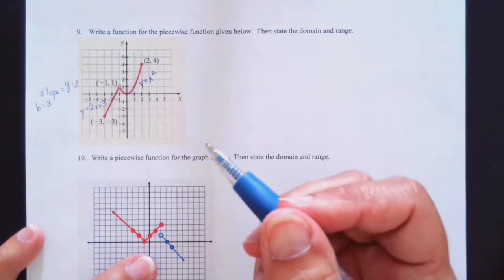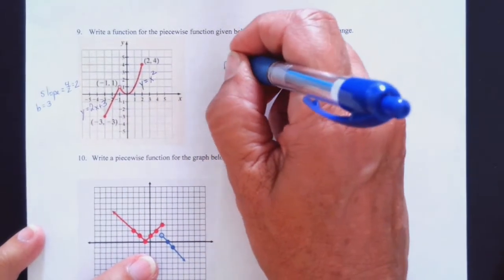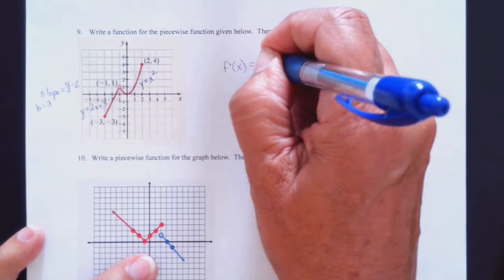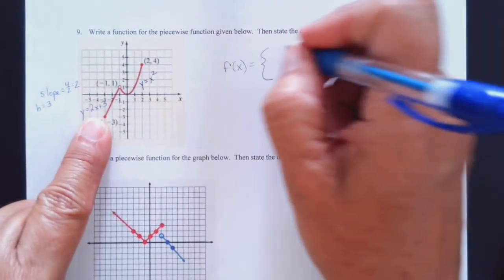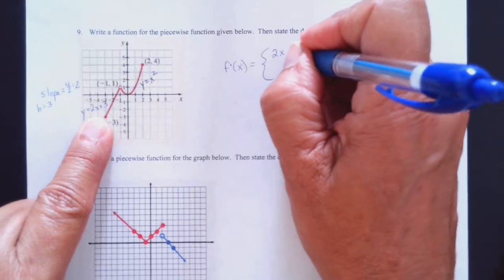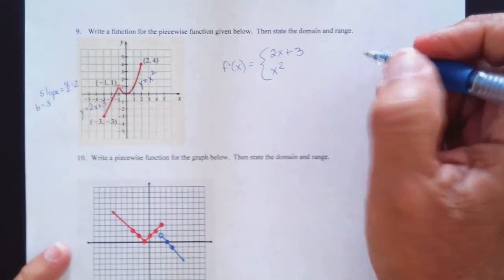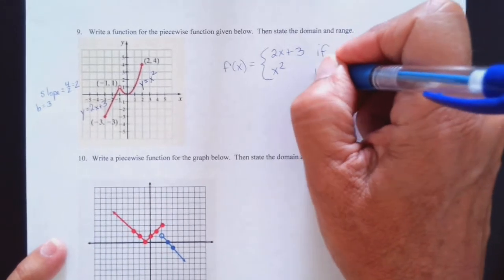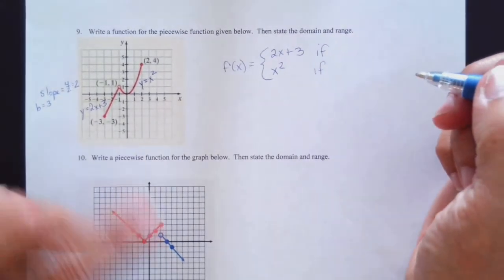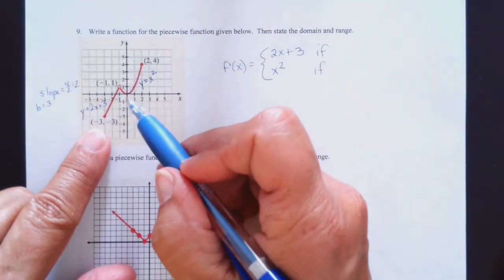Now this piecewise function just has 2, so we're just going to need space for 2 equations. Start with the one on the left, 2x plus 3, and then the one on the right, which is x squared. And now we have to find our x values where we're going to be using those. All right, so x values, they're right here.